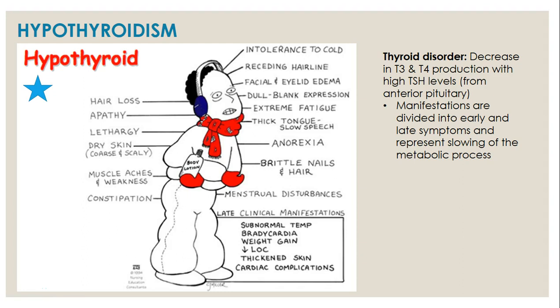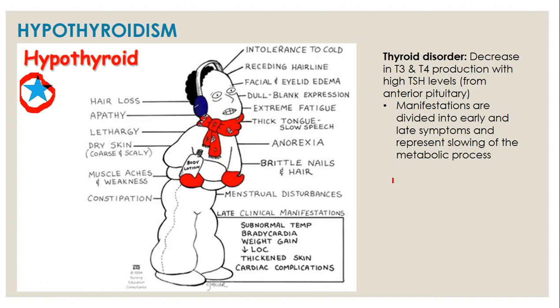The one that a lot of students are familiar with when we talk about thyroid is going to be low thyroid levels, which is hypothyroidism. And this is typically when there is a decrease in T3 and T4 production with high TSH levels from the anterior pituitary. Manifestations are divided into early and late symptoms, and are represented basically of a slowing of the metabolic process.